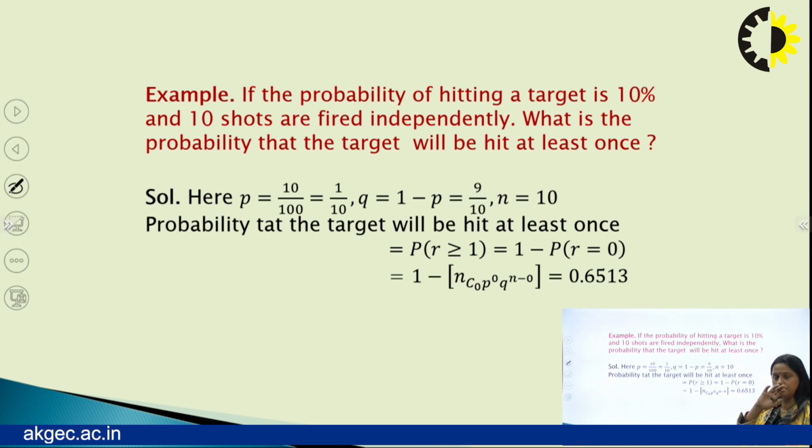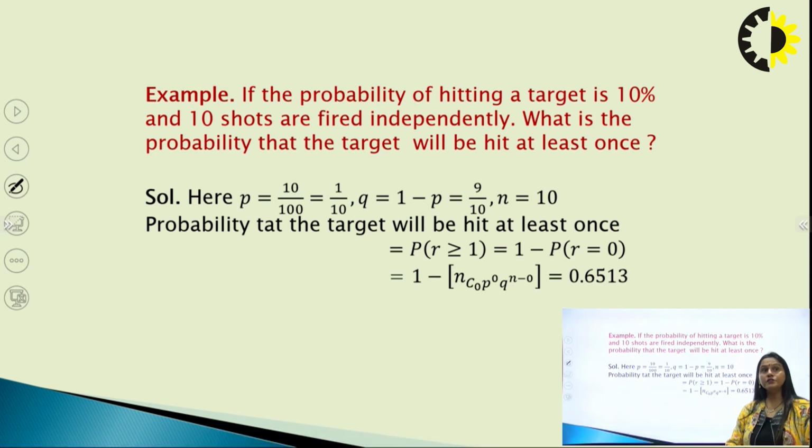They are saying that the probability of hitting a target is 10% and 10 shots are fired independently. What is the probability that the target will be hit at least once? Now here P is equal to how many times the target is hit? That is 10 out of 100 times because it is given in percentage. So 10 by 100 and it will come 1 by 10. If we know P, we can easily find Q, which is 1 minus P. This is 9 by 10. And how many shots are being fired? That is N is equal to 10.